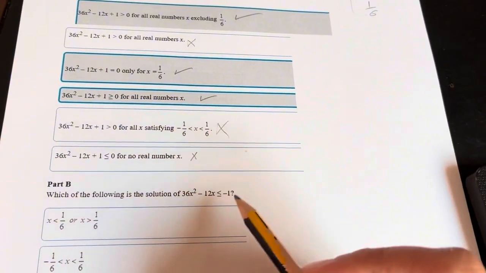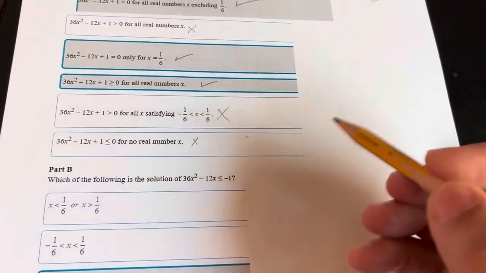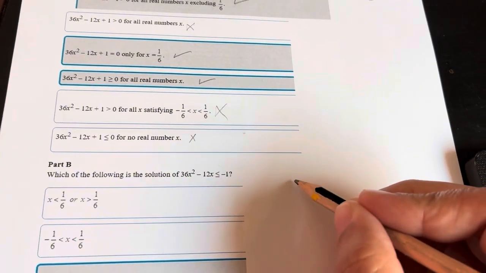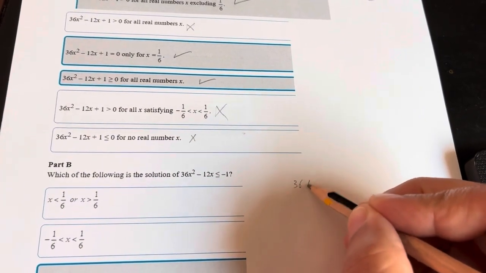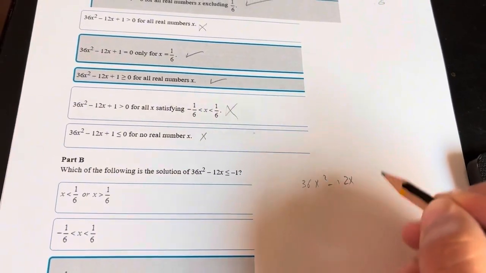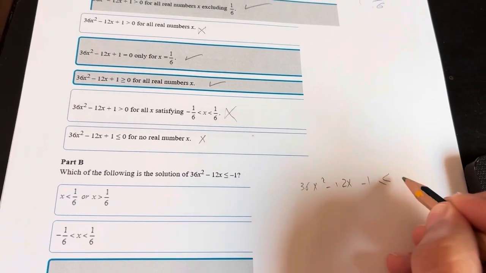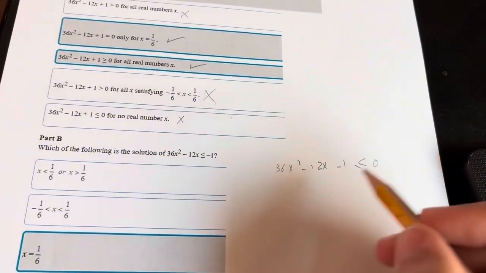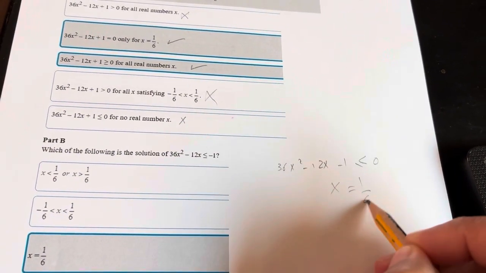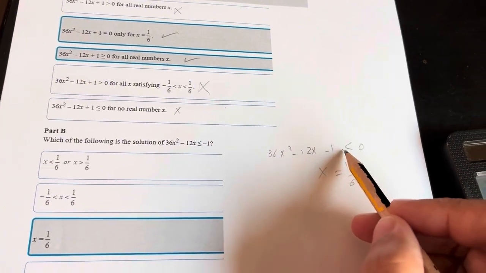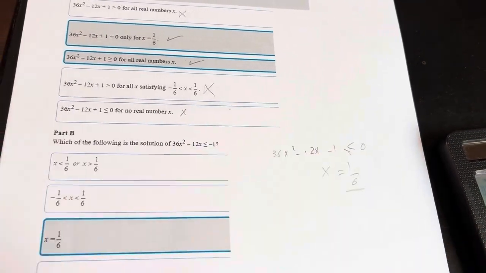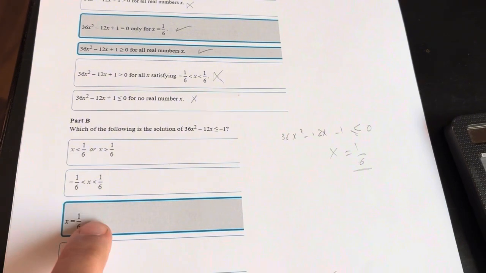Part B, this will take to the other side, so 36x squared minus 12x minus 1 less than or equal to 0 only at x is equal to 1 over 6, because it is never less than 0, but it is equal to 0 at 1 over 6. So this one is the only solution.